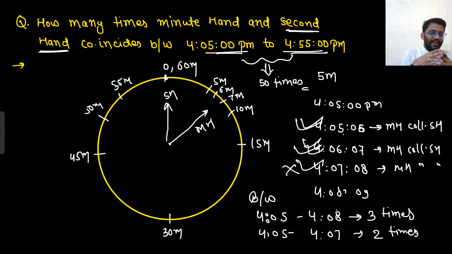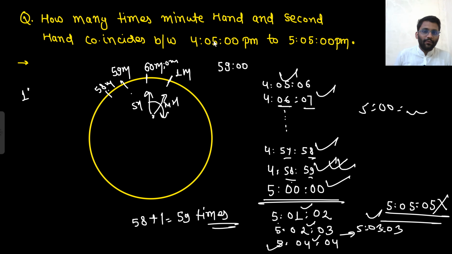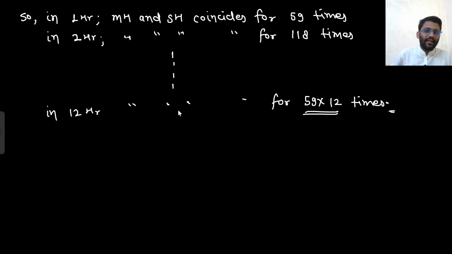So they coincide in every minute, but between 59 to 1 minute they collide only once. This question was not for 60 minutes, it was only for 50 minutes. So from 45 to 55 they will collide 50 times simply by subtracting. But if they had asked from 45 to 55, a gap of 60 minutes, then in 60 minutes they collide 59 times. In 12 hours they would have collided 59 into 12.